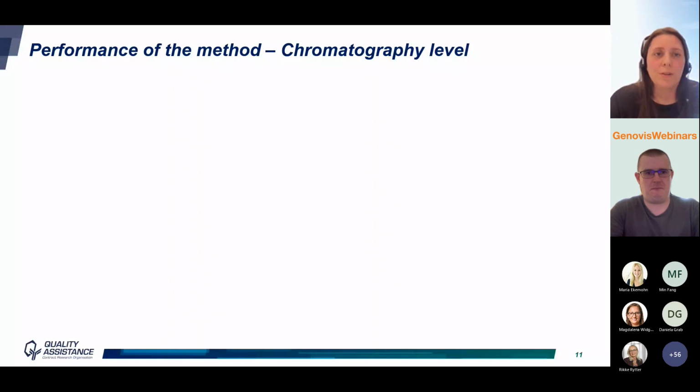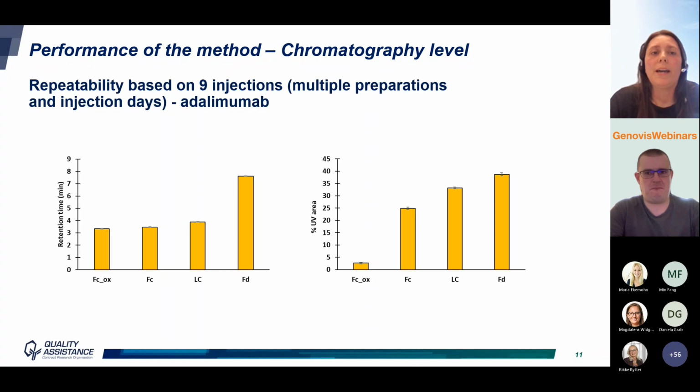Before going any further, we check the performance of the method, first on the chromatography level by injecting several times, so 9 times the same antibody, but actually it's multiple preparations and multiple injection days. So on the chromatography level, we check the repeatability on the retention time and on the percentage UV area. And as you can see here, there is barely any error. So these were good results.